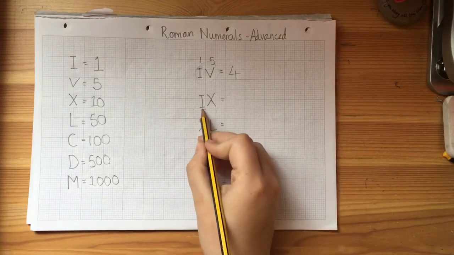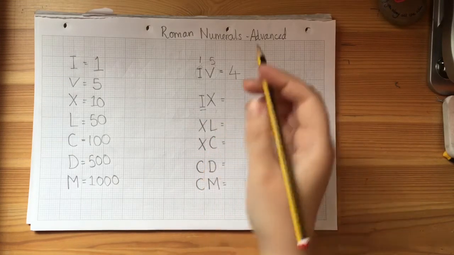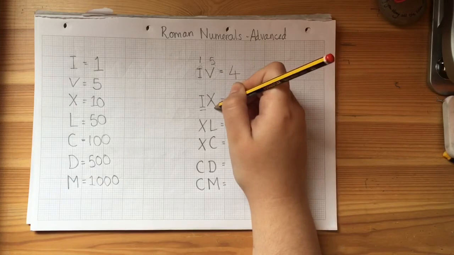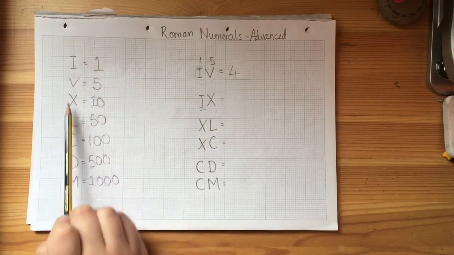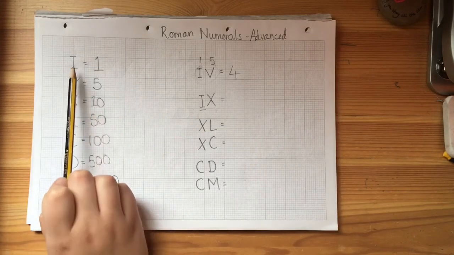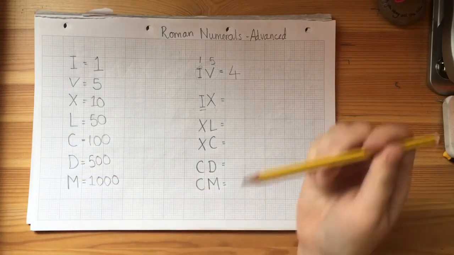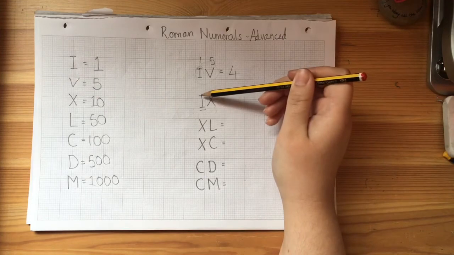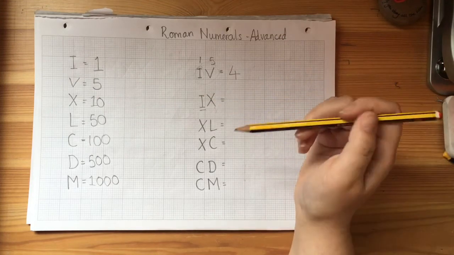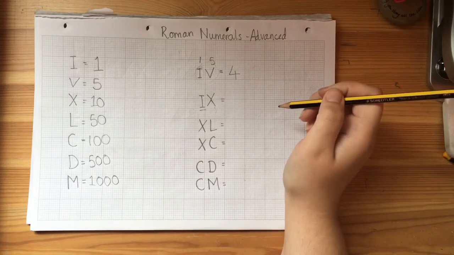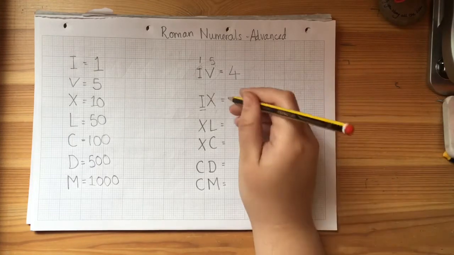Now we've got the I at the front again. So I is a lot smaller than X. If I have a look at my numbers over here, I is 1, X is 10. So I is a lot smaller than X. So again, it means that it's 1 less than 10. So what's 1 less than 10? Fantastic if you said 9.